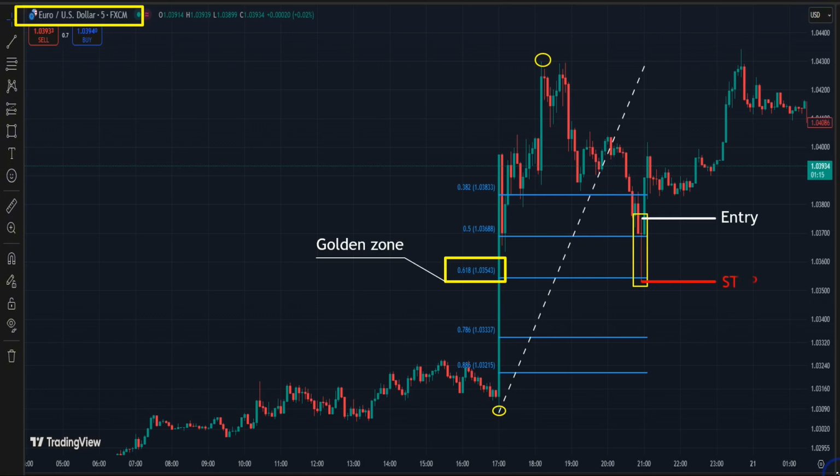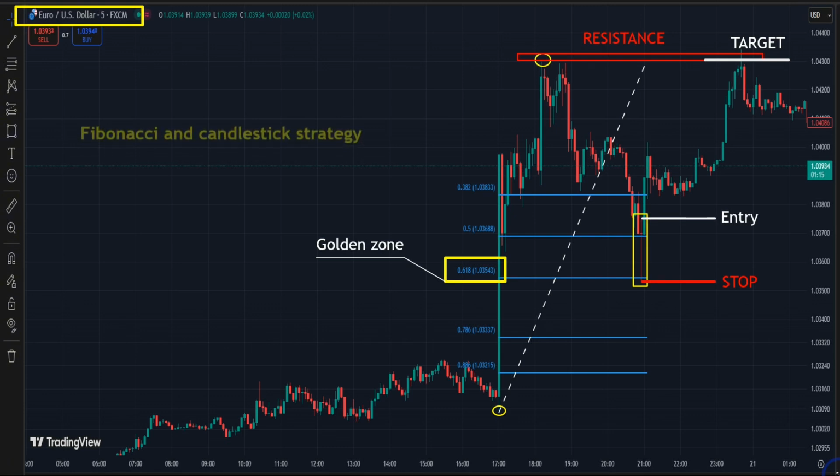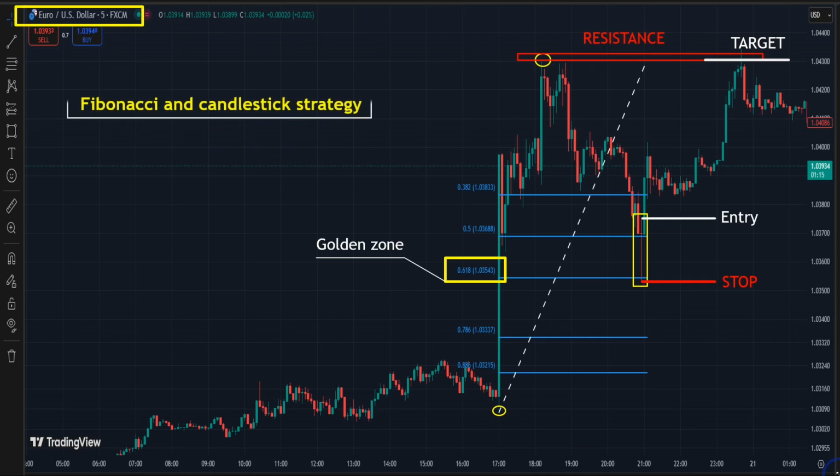We placed an entry order above the doji candle and set the stop loss below the candle or below the golden zone level. The target price was set at the highest point of the previous movement, which was the resistance level. As you can see, the combination of Fibonacci and candlestick patterns provided a solid strategy for entry, stop, and target points.